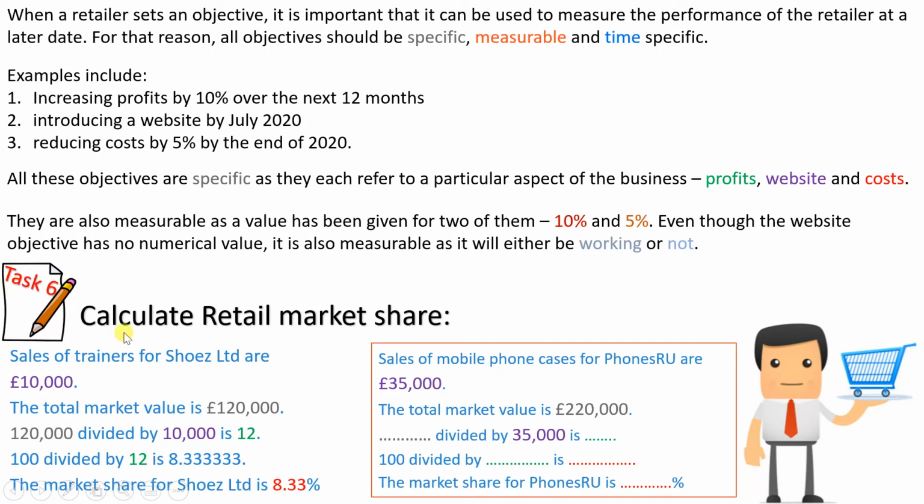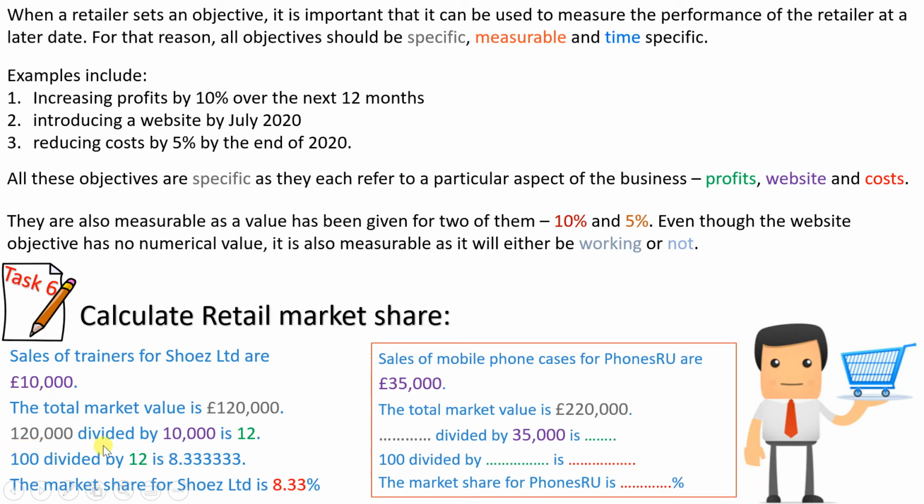So task 6, we're going to look at the financial objectives, particularly one like number 1. We're going to look at calculating retail market share. So on the left we've got an example of the sales of trainers for Shoes Limited at £10,000. Their total market value is £120,000 for the whole shoe market.